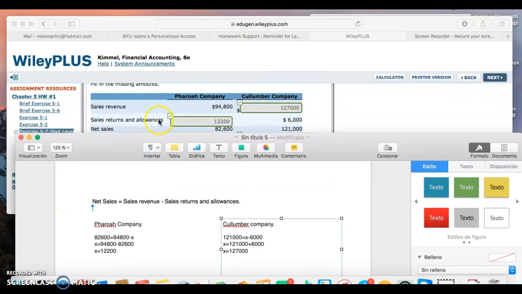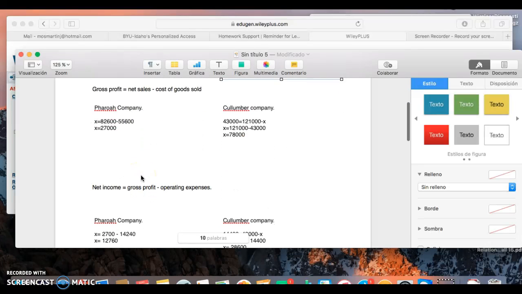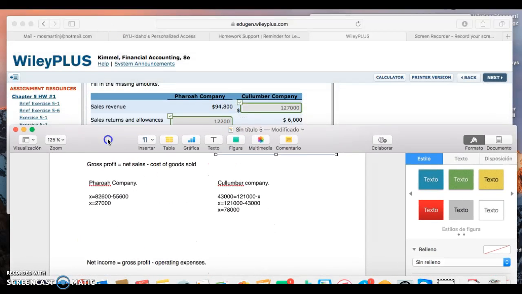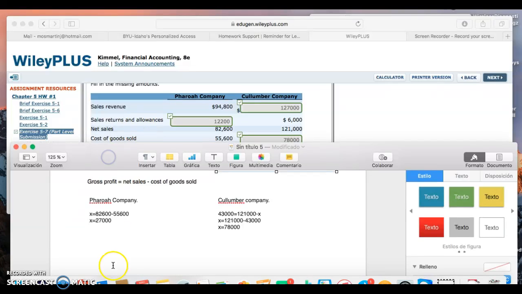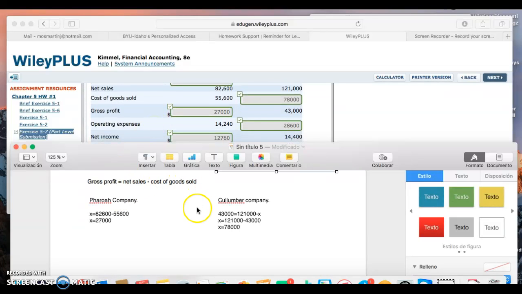For Q-Lumber Company, we are going to use the same formula. So in this case, 121,000 equals X minus 6,000. Clearing for X, we will find out that X is equal to 127,000. Okay. So for the next two, we are going to determine gross profit. In this case, gross profit equals net sales minus cost of goods sold.